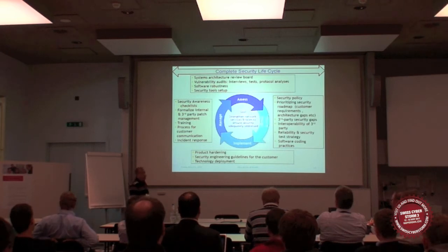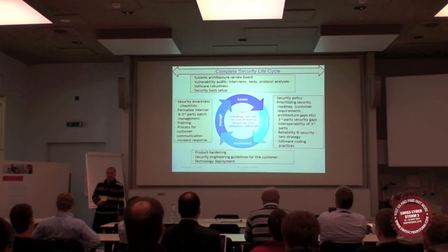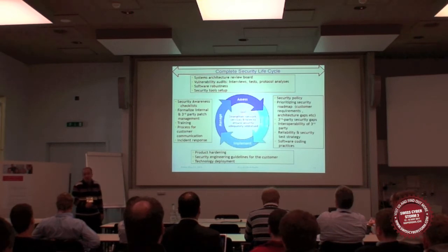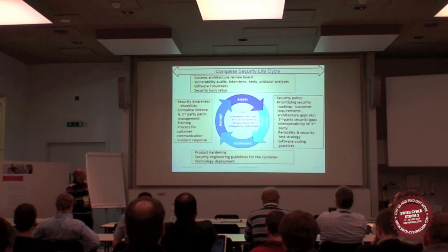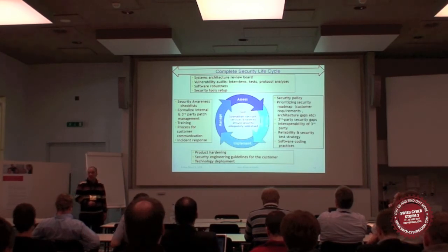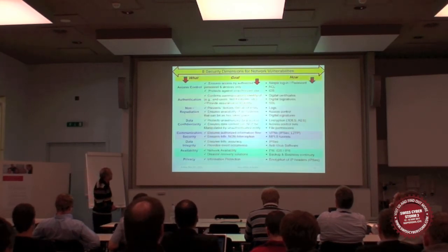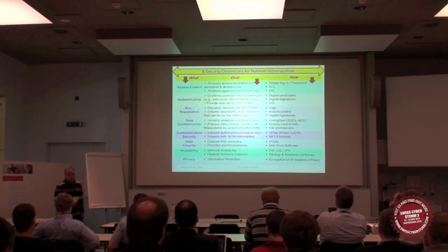This is usually done by a special team, which is called the security team, or security technology officer, or security information technology officer, regardless of the post title. But you should dedicate a special team for this process. Now, there are 8 security dimensions for network vulnerabilities.